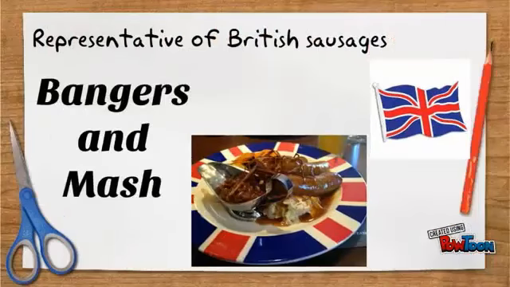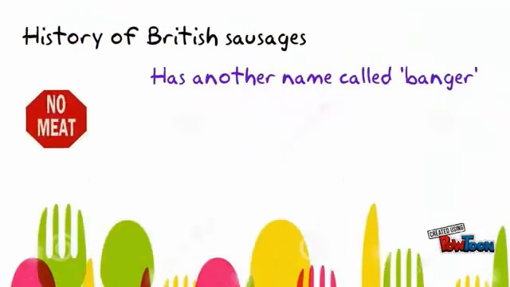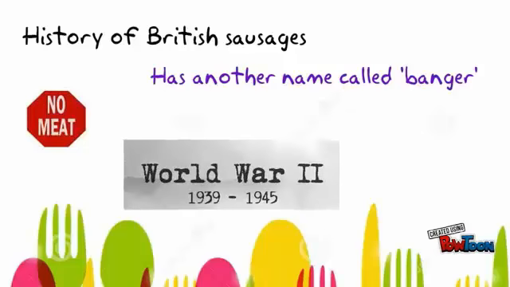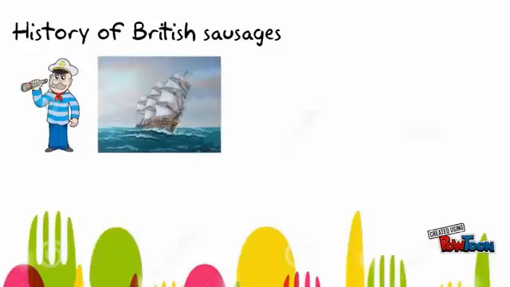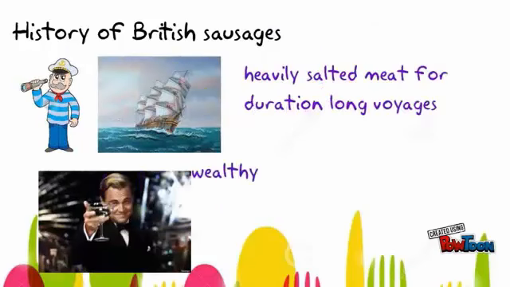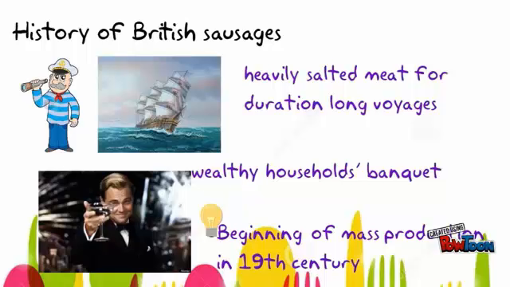Now, it's the turn of British sausages. The representative of British sausage is bangers and mash. In Britain, sausage has another name called banger. This name was earned in World War II. Due to the scarcity of meat, more water was added into the sausages and it created explosions during cooking. Originally used by sailors as preserved, heavily salted meat for long voyages. Later, sausage started to become popular on banquets and began mass production in the 19th century.